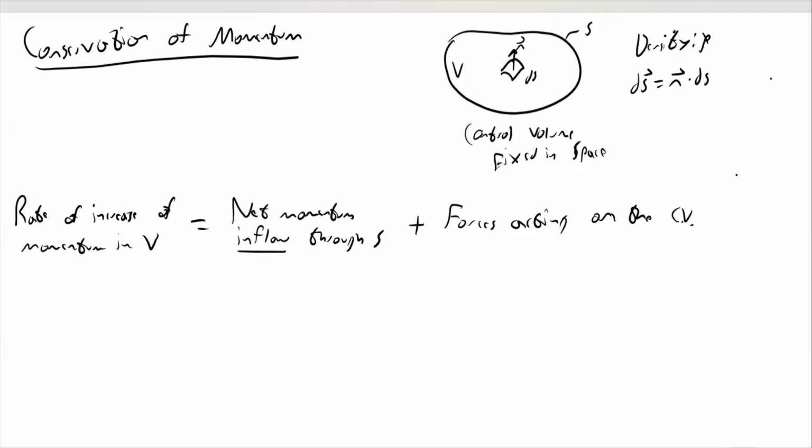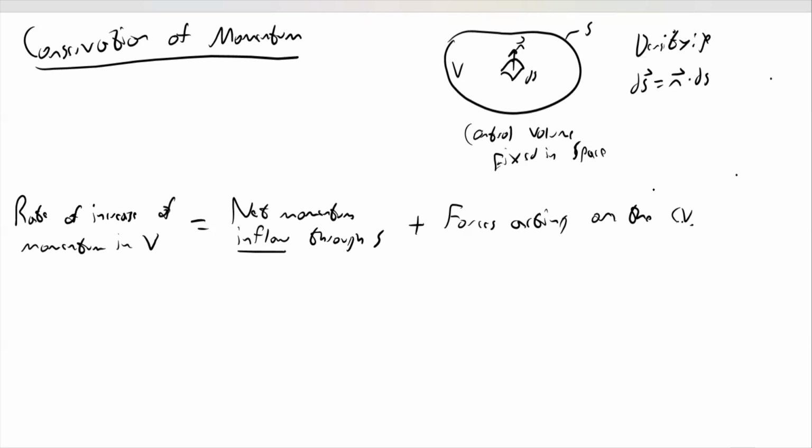To do so, we will consider a control volume fixed in space with some arbitrary volume V and some arbitrary surface S. And we know that the outward normal is n vector, and we can also consider a differential element dS. We note that the fluid inside the control volume has density rho.